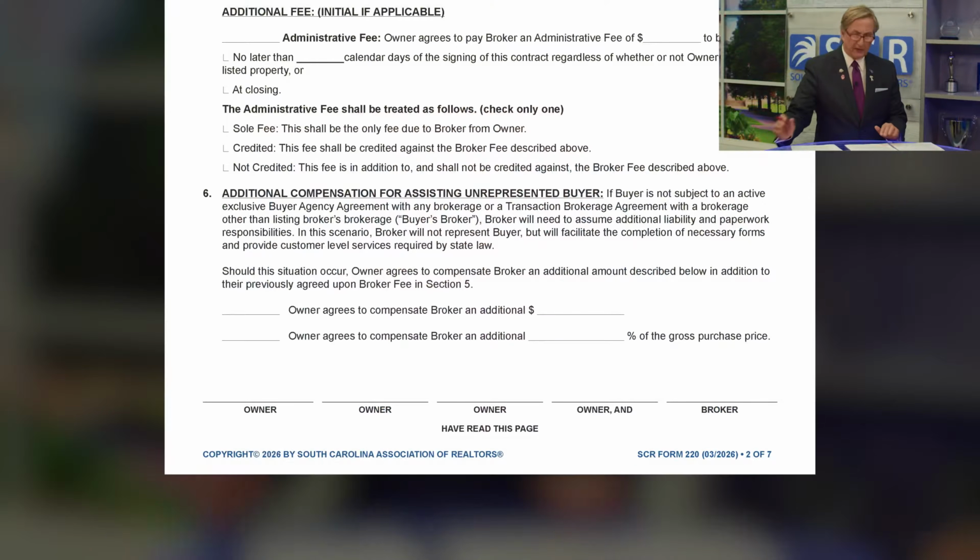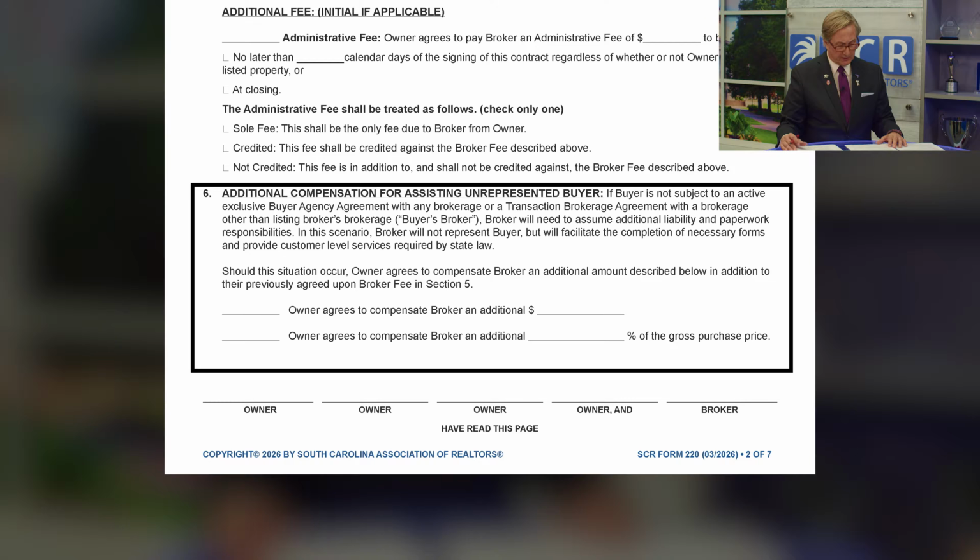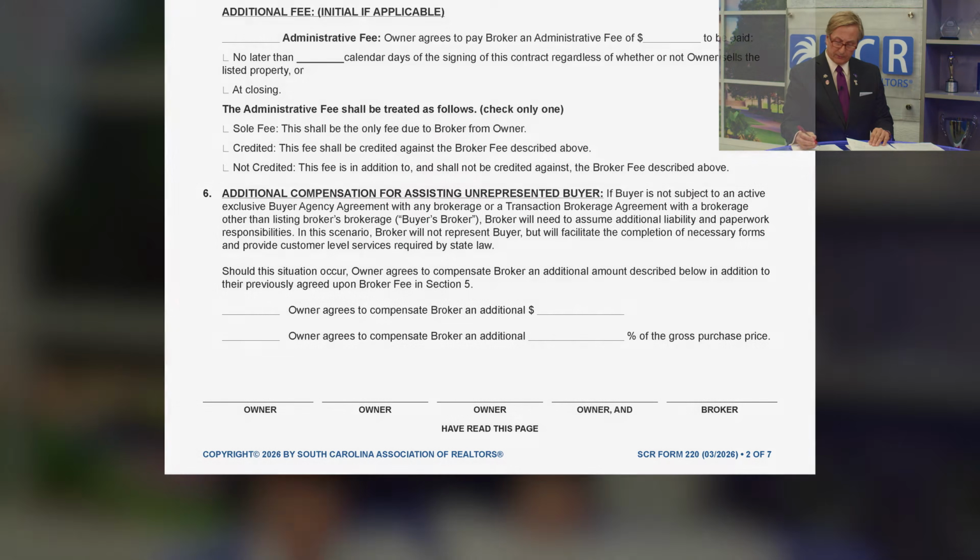Yeah, so Section 6, this is one that we've added to cover when there are unrepresented buyers. So you may be a listing agent and you have a buyer that comes to you via your yard sign or through your advertising. Section 6 is where the owners can agree to pay you an additional amount of money. So Section 6 is your additional compensation for unrepresented buyers.